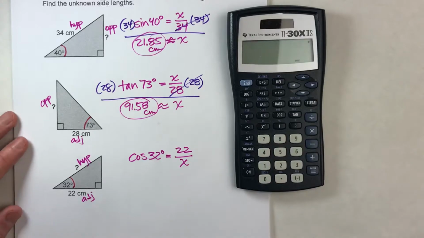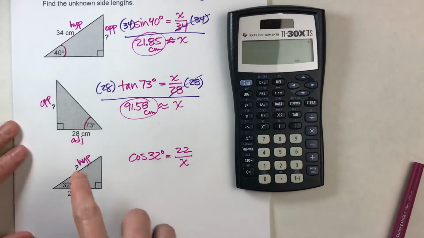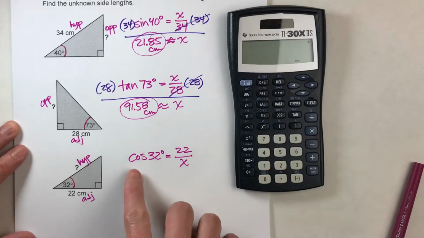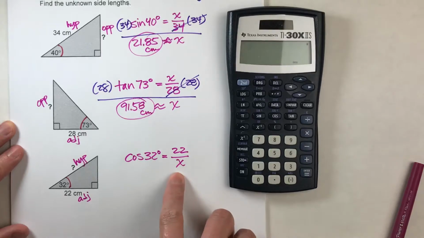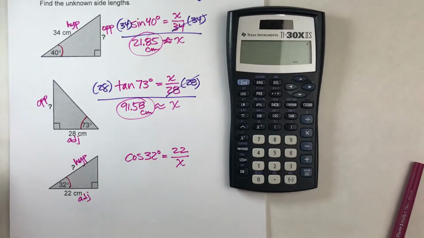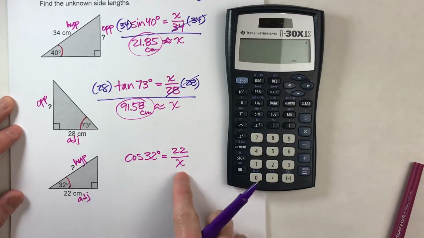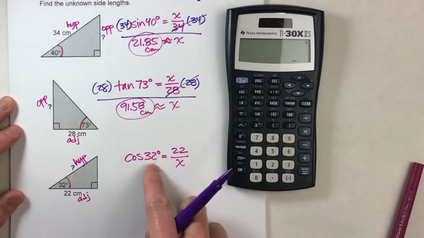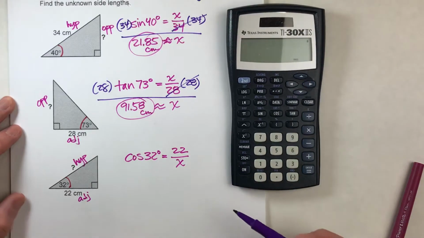All right? So, nothing's that much different so far, right? We find out which sides we're working with. We set up an equation using the trig ratios. But here's where it's different. Notice, this time we have x on the bottom of the fraction. It makes it a little bit harder to solve, but it's still doable. The trick is, in order to solve for x, we need to get x on top of a fraction. Having it on the bottom of the fraction makes it really complicated.